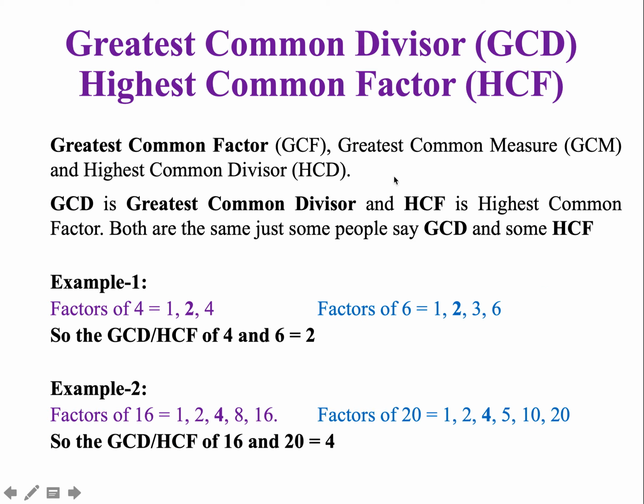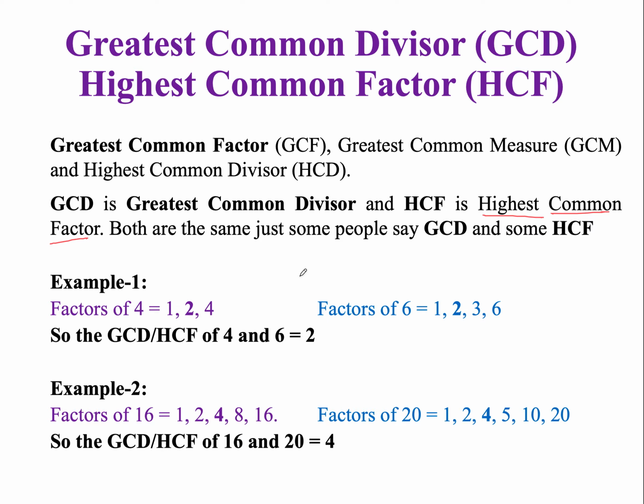Moving on. Now we have to discuss the greatest common divisor or the highest common factor. These terms are used synonymously, so we should be well acquainted with these two terms. The greatest common factor is the highest common factor. We can already see from its name that it's the biggest number, the highest and common factor. That means it's a factor of all the given numbers and it's the highest of its type.